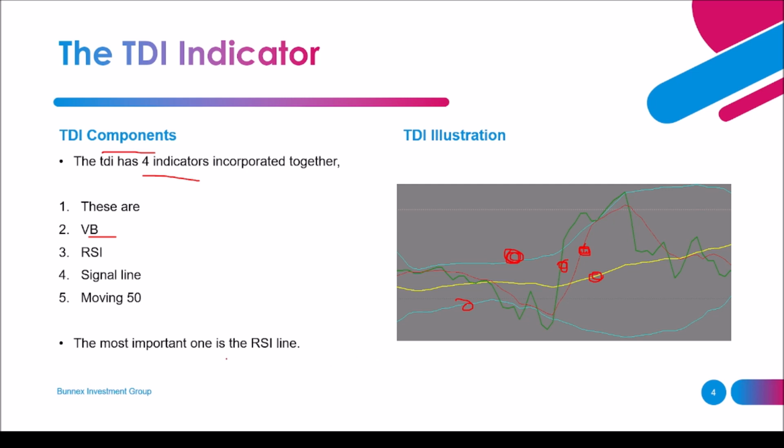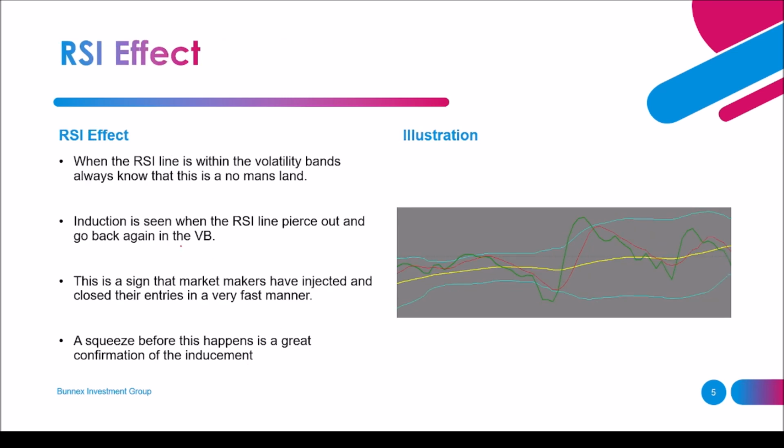But the most important one is the relative strength index line, or the RSI line, which we will talk mostly about. So the RSI effect: when the RSI line is within the volatility bands, like in this case, always know that this is a no man's land. Within that, you can be trapped. Market makers can do anything that they want.